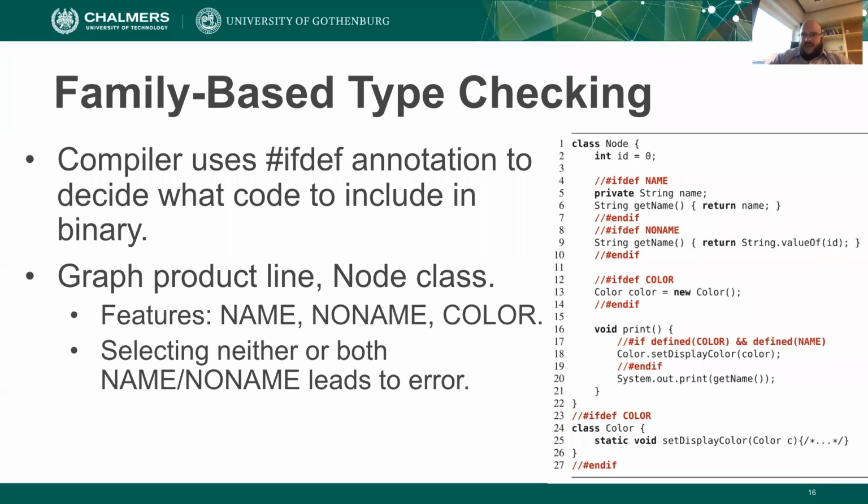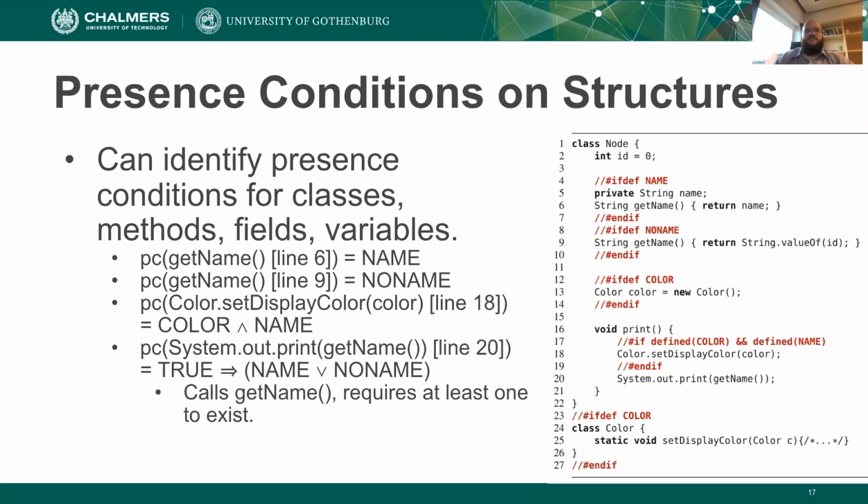But we can use Java's type system then to take this variability into account. So what we want to do is reason about the presence conditions in the source code. In contrast to the presence conditions for just arbitrary type fragments, like we talked about a few slides back, now we want to look at the presence conditions for specifically structural program elements: variables, fields, and methods.